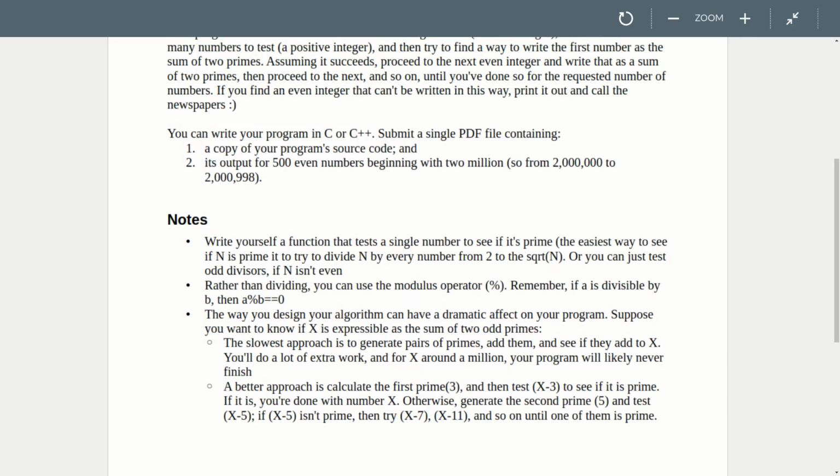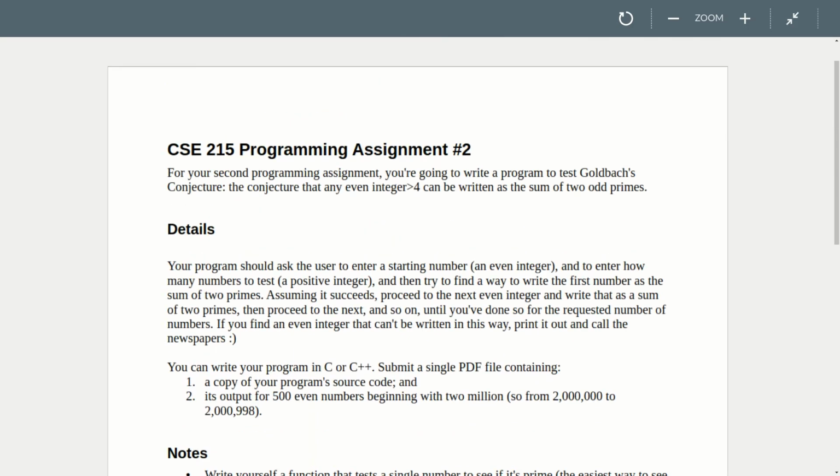All right, and that's it. So what I want you to turn in: write your program, run it, confirm that it works, and then submit a PDF. Your PDF has to contain your source code. That's the thing I'm grading, followed by a copy of the output when you run your program on numbers from 2 million up to 2,001,000 minus 2.